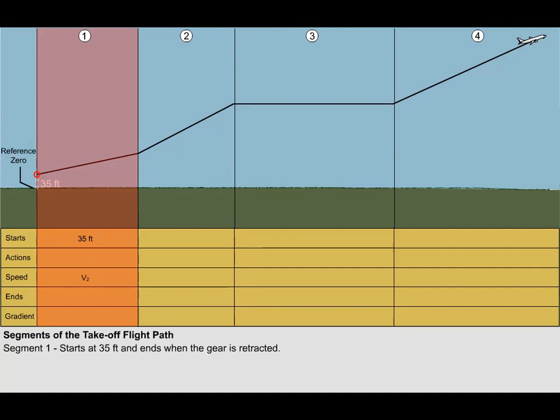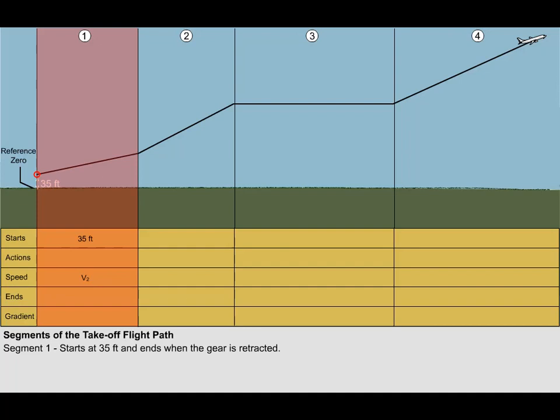The takeoff flight path starts once the takeoff is complete. In other words, at 35 feet, with the aeroplane at V2 with one engine inoperative. The 35-foot screen marks the start point of segment 1. The objective at this point is to climb as expeditiously as possible, which is difficult because of the lack of excess thrust, due to the large amount of drag created by the gear and flaps, and the fact that only one engine is in operation.